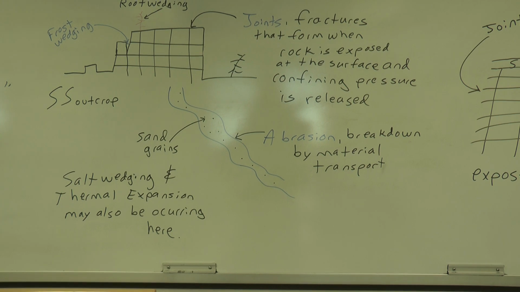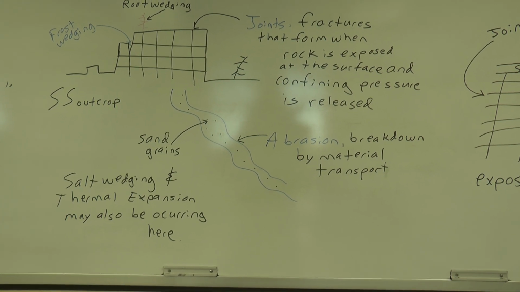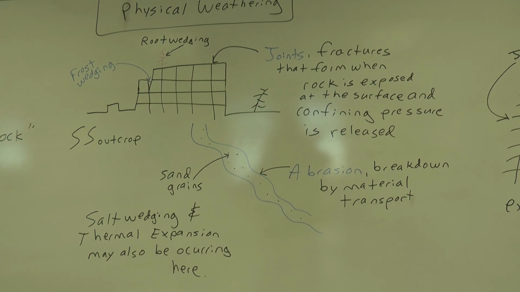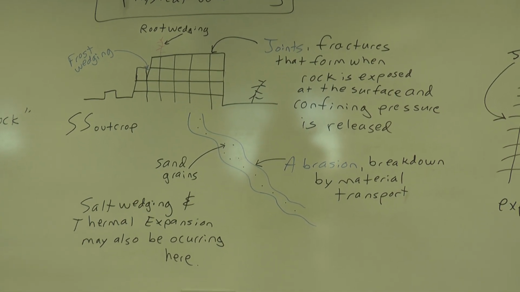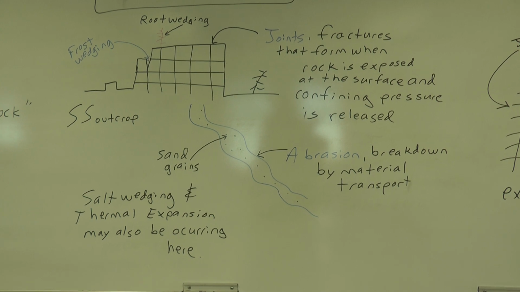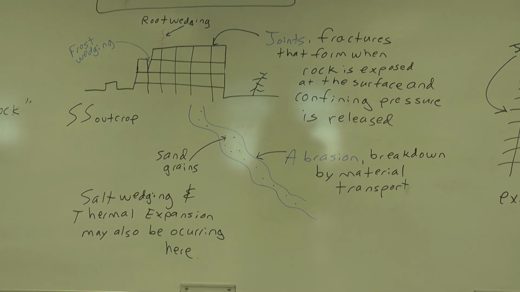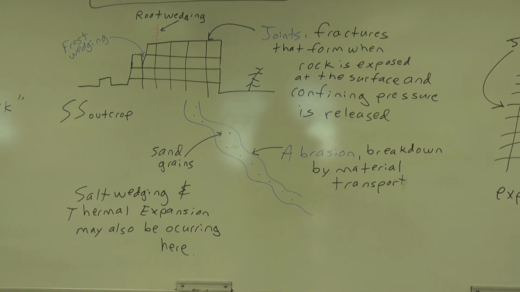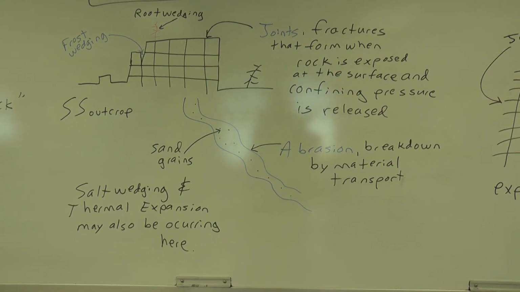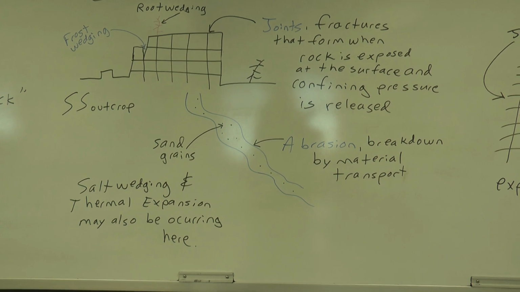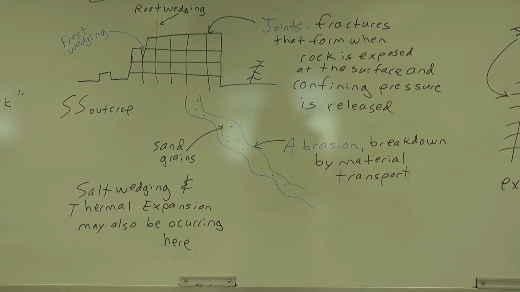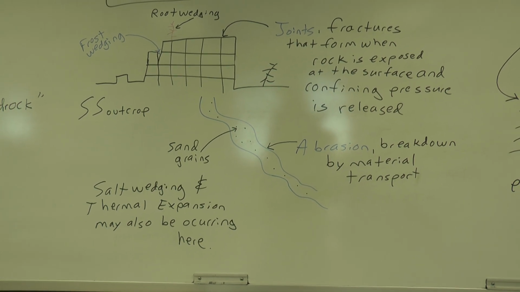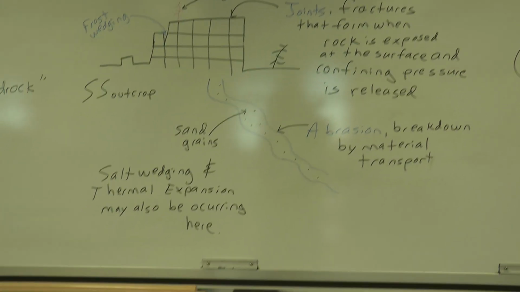So we see there a stream leaving the rock outcrop and heading down the hillside. And then we have sand grains in it because this is a sandstone. So another type of physical weathering is referred to as abrasion, or breakdown by material transport. These sand grains, as they're bouncing along in this stream, they can hit bedrock that's outcropping in the stream. They can hit other sand grains or pieces of rock and break into smaller and smaller pieces.